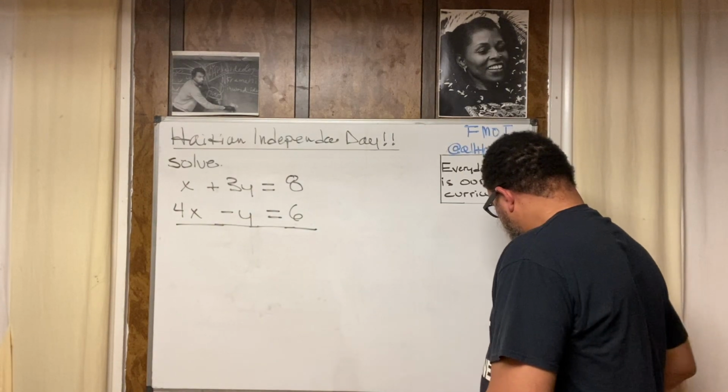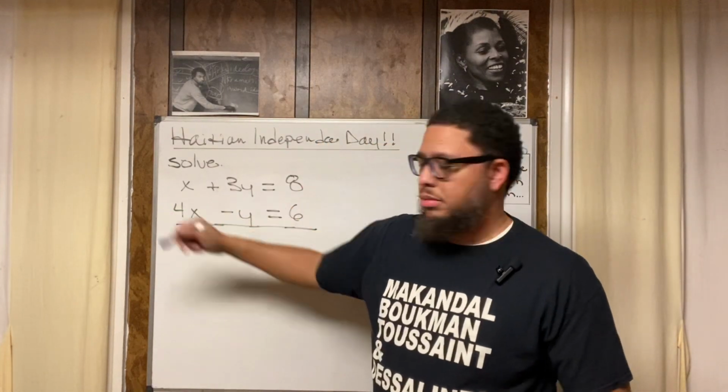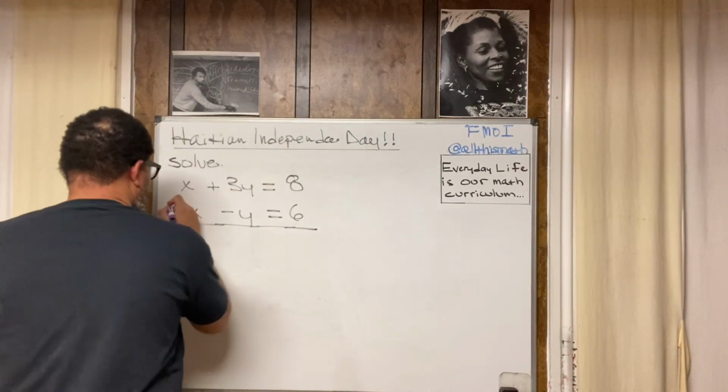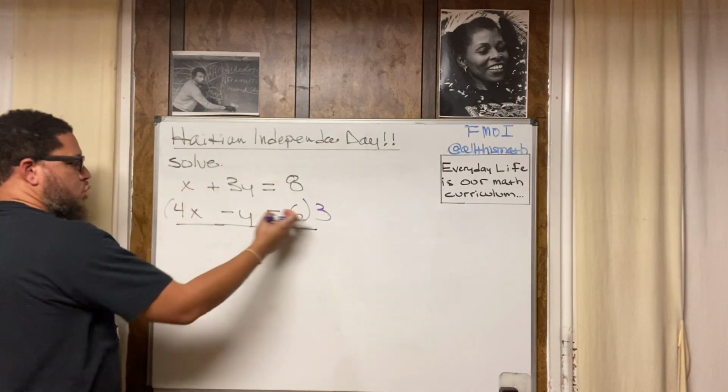You do it like this. You multiply this whole equation by +3. It's like a puzzle. It's like a game. All right. See, math not hard. This is a bunch of games. Multiply this whole equation by 3.